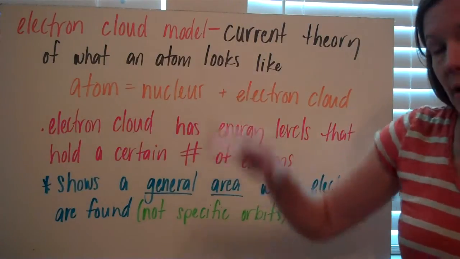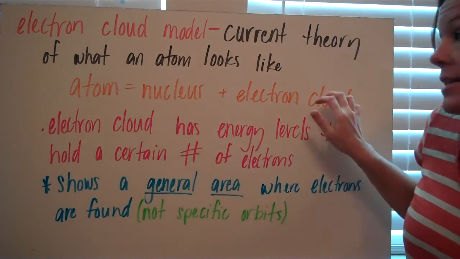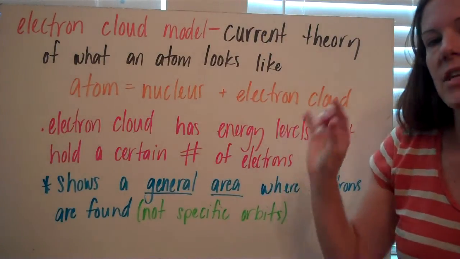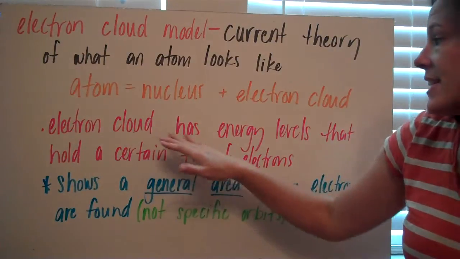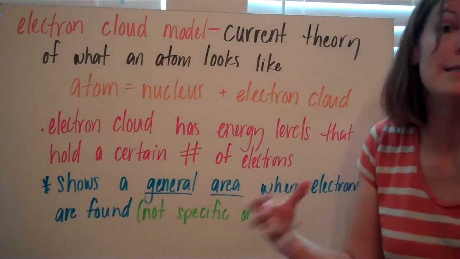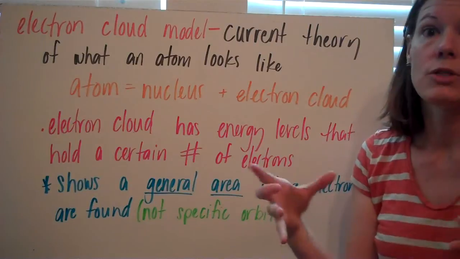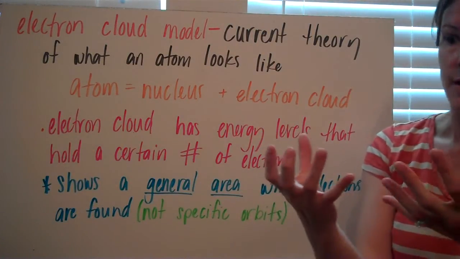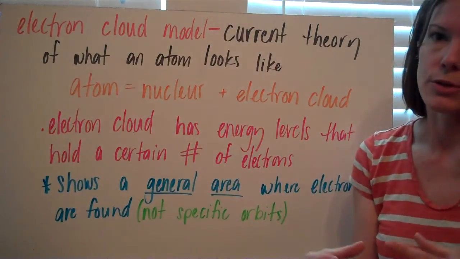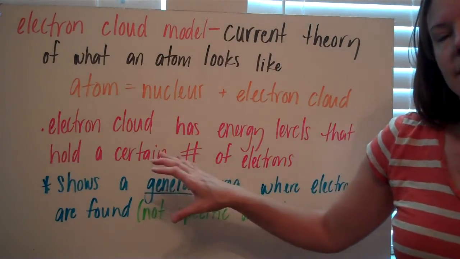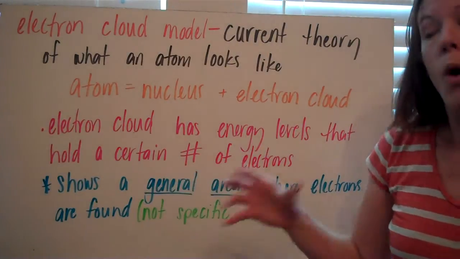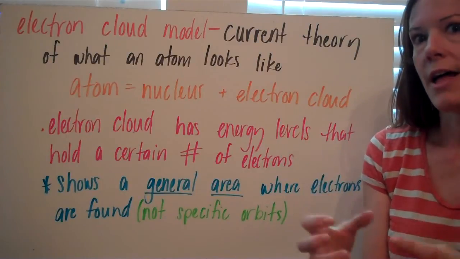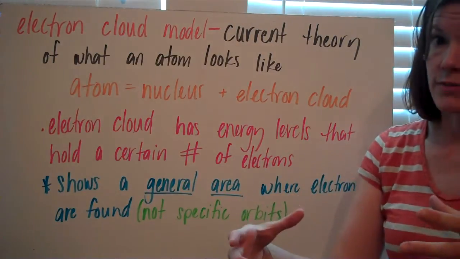So what we think is that you have an atom that's composed of the nucleus and the electron cloud. But instead of each electron having its own specific orbit, the electron cloud has energy levels, which are basically layers. And each layer holds a certain number of electrons. The electrons are going to fill up the energy levels that are closer to the nucleus first. And because each one only holds a certain number, once the innermost energy level is full, the next energy level gets filled up.